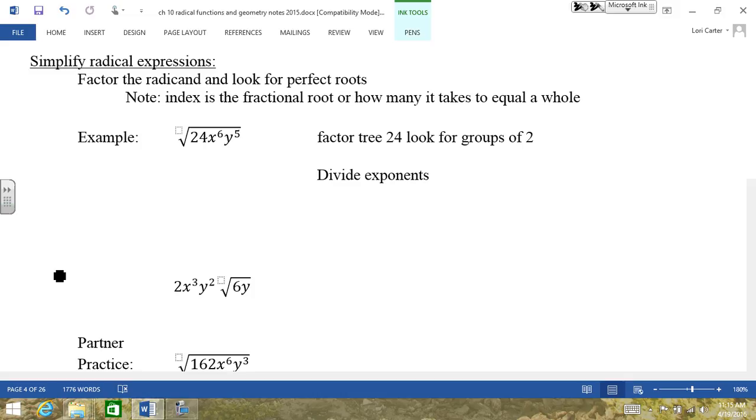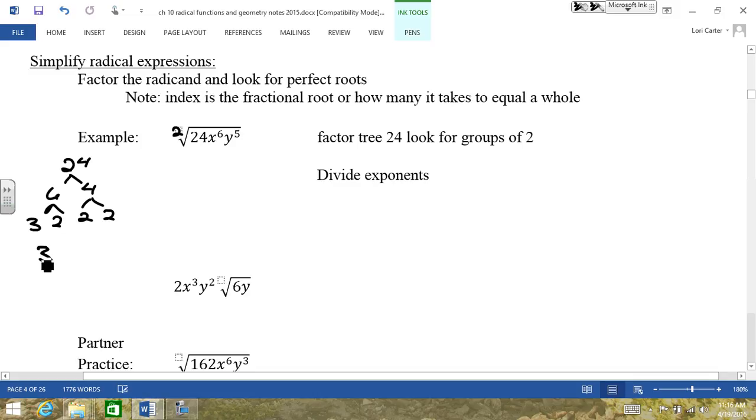What's my index? 2, because this is assumed to be a 2. Does 24 have a perfect square? No. So can I do the shortcut on this one? No. So I have to take 24 and factor tree it. What do you want to use? Let's do 6 and 4. 4 is 2 and 2, and 6 is 3 and 2.